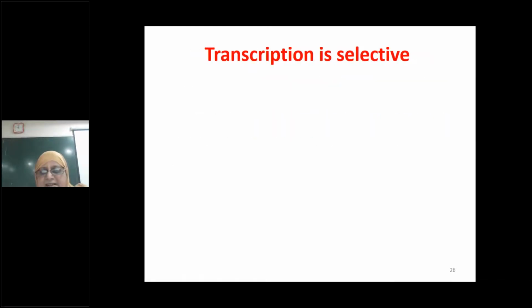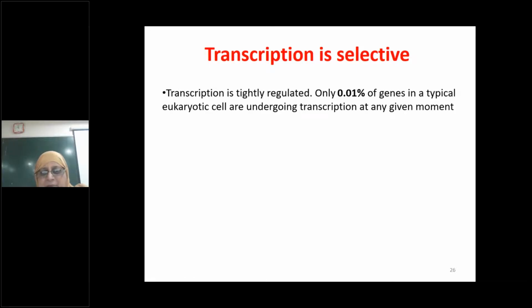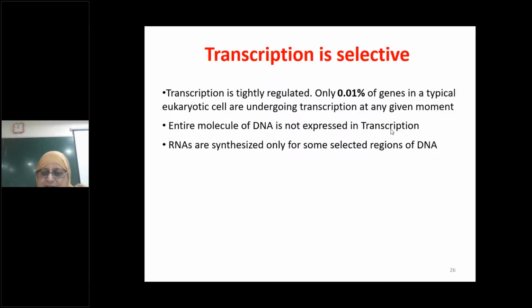Now, transcription is selective. What do you mean by that? We mean that the whole of the DNA is not going to be transcribed. So this transcription is tightly regulated. Only 0.01% of the genes in a typical eukaryotic cell will undergo transcription at any given moment. So the entire molecule of the DNA is not expressed in transcription, and RNAs are synthesized only for certain selected regions of the DNA. That means transcription is taking place in only selected regions of DNA. The whole of the DNA will not undergo transcription at one particular time.